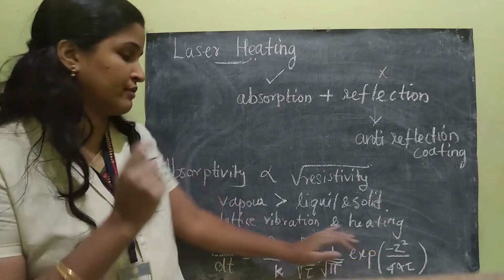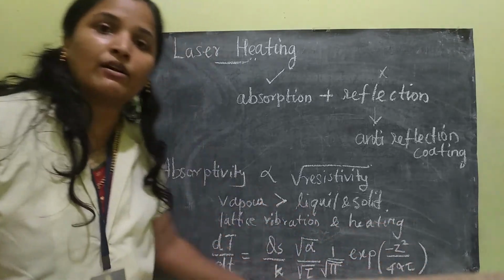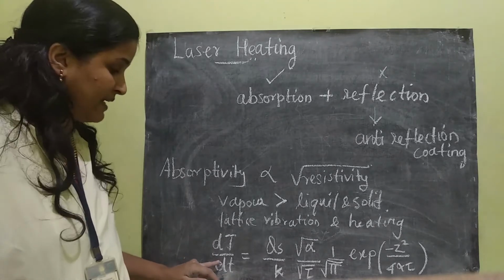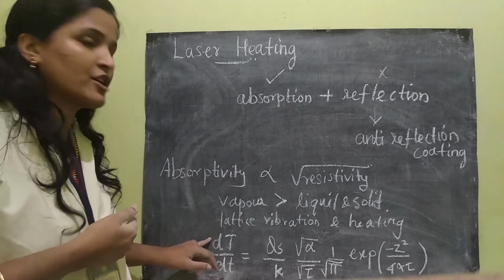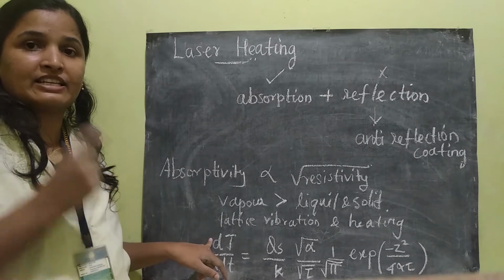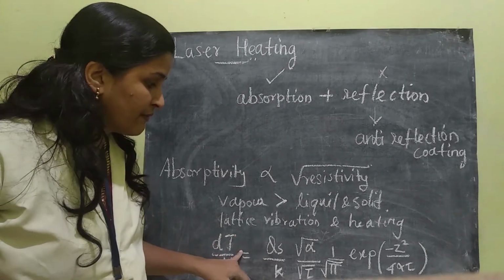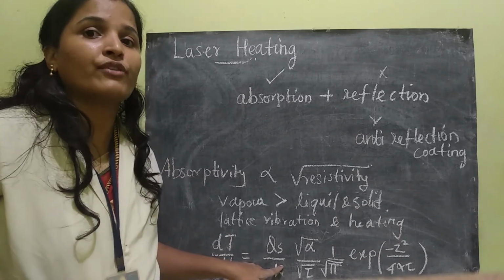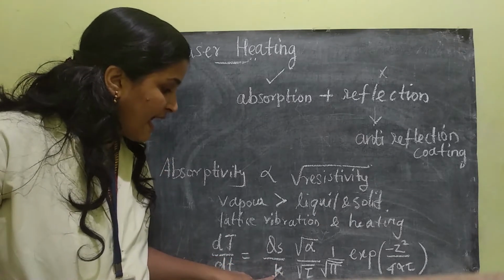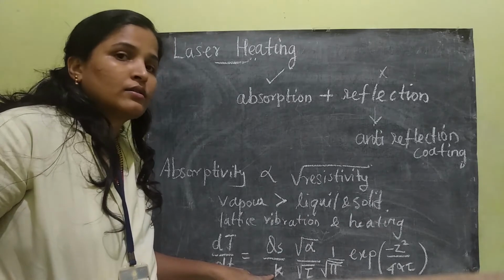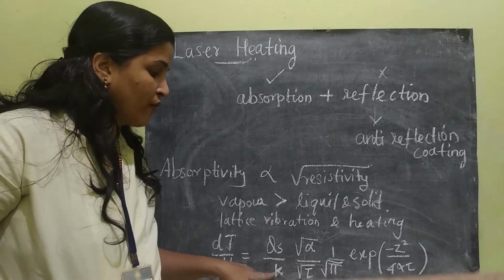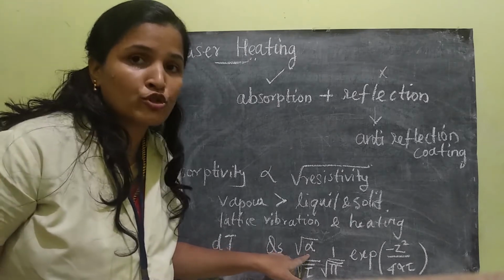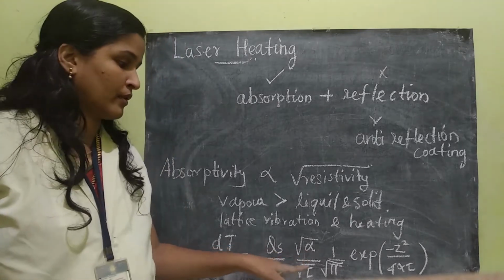So this rise of temperature is given by a mathematical formula, dT by dt. That means per second how much temperature it is increasing, changing. So that is given as Qs. Qs is the energy density of the material, K is the thermal conductivity of the material, and alpha is the thermal diffusivity.